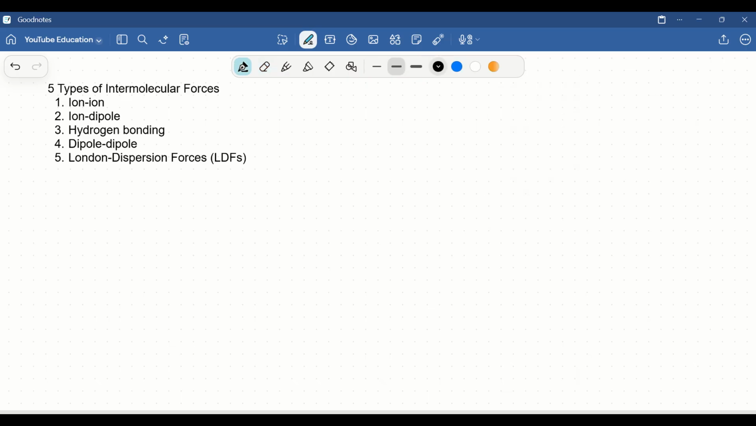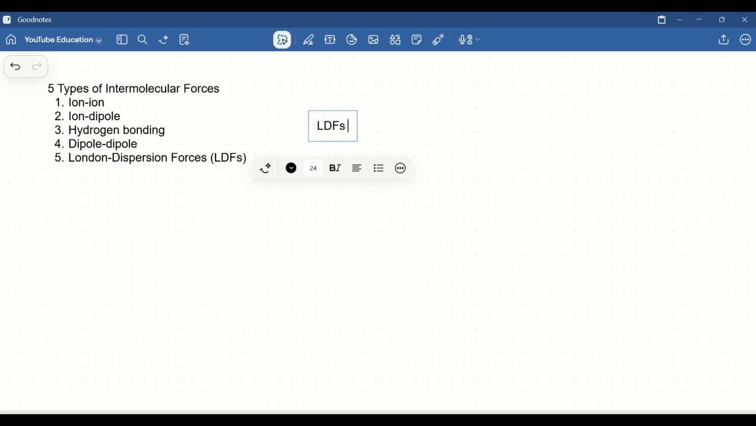The last one, the weakest one, is London dispersion. It's not something that you really depict, it just exists in all molecules. It is the ability of molecules to create what are called instantaneous dipoles. So London dispersion forces create instantaneous dipoles.